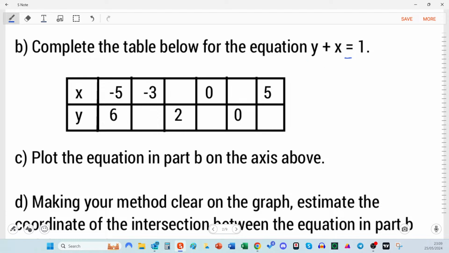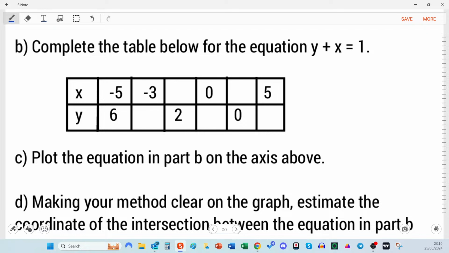Now, some people like to rearrange this equation. If they're trying to find a missing x, they'll say x equals 1 minus y. And if they're trying to find a missing y, they'll rearrange it so it's 1 minus x. And then they'll work individually. I don't think it's necessary, unless you really want to. But both of these numbers must add up to 1. That's fun. We can do that.